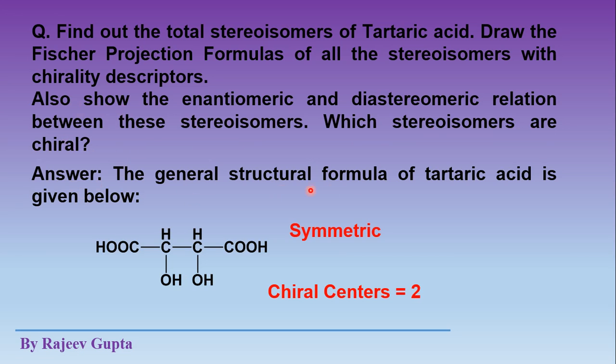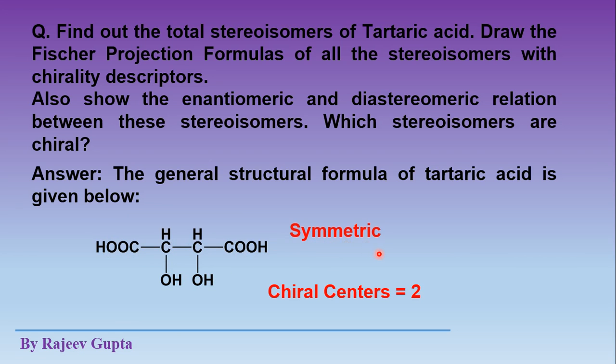Now the answer is, the general structural formula of tartaric acid is given below. This is tartaric acid. As mentioned in its name, it is an acid, meaning it should be a carboxylic acid. So in a normal butane chain, the terminals are occupied by two carboxylic acid groups, and the central two carbon atoms are occupied by two OH groups. So this is the simple structural formula of tartaric acid. Okay, this is COOH, CHOH, CHOH, COOH.